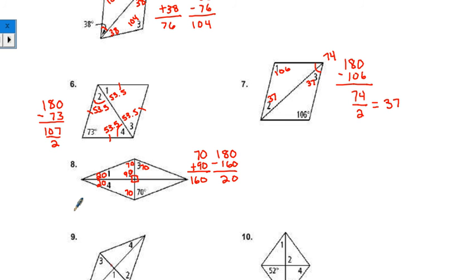Same thing on the next one. Start with those right angles in the center. So angle 1 is going to be 90. If this angle right here is 25, then so is this one, and this one, and this one.